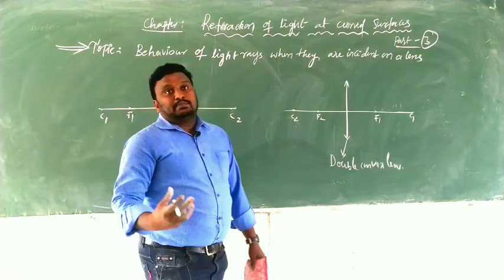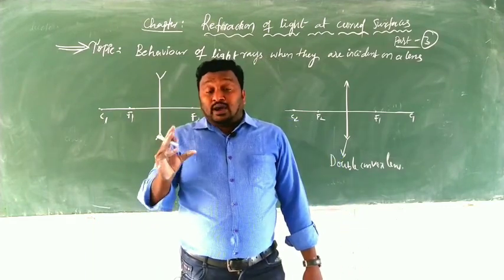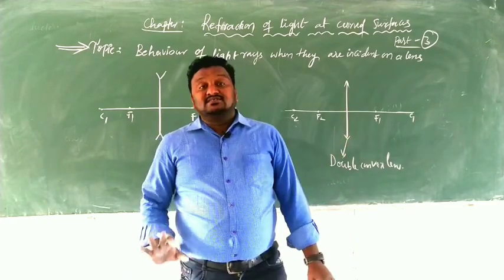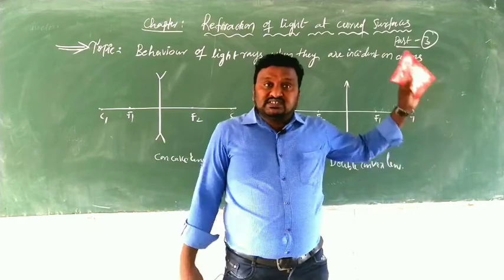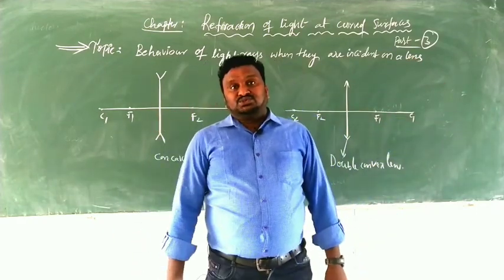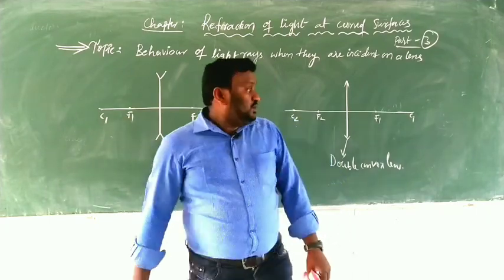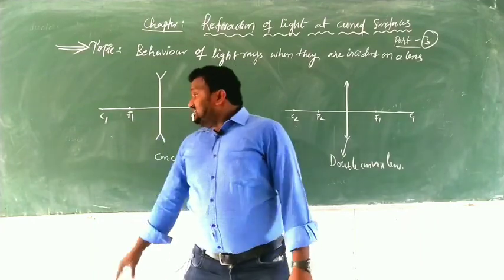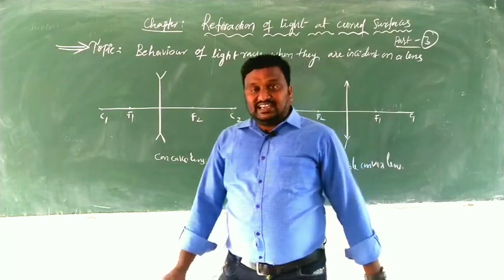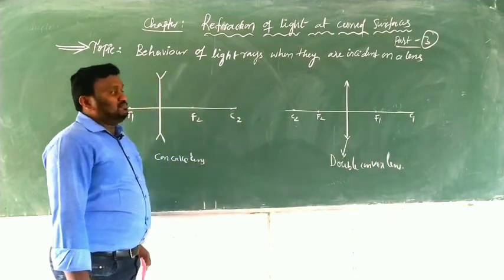Clear? In the previous video I explained why the convex lens is called a converging lens and why the concave lens is taken as diverging. Convex is converging and concave is diverging lens. If you want to understand that, go to the previous video and check it once. Now in this way we can identify concave and convex lenses in diagrams, and the identification of F1 C1 F2 C2 is the same for both cases.